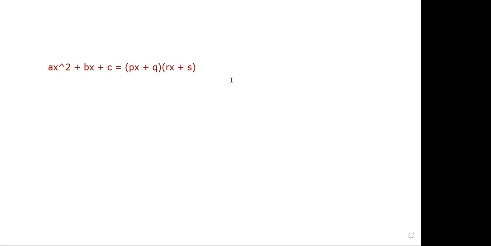Now, in that case, let's see what happens. So what we get is that A is nothing but P times R. Similarly, C is nothing but Q times S. And B is PS plus QR.